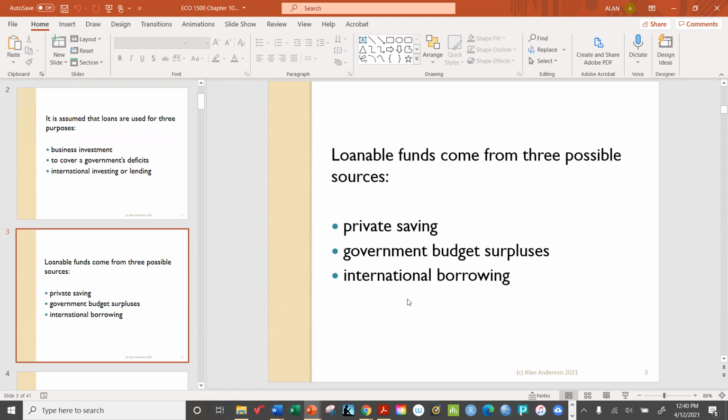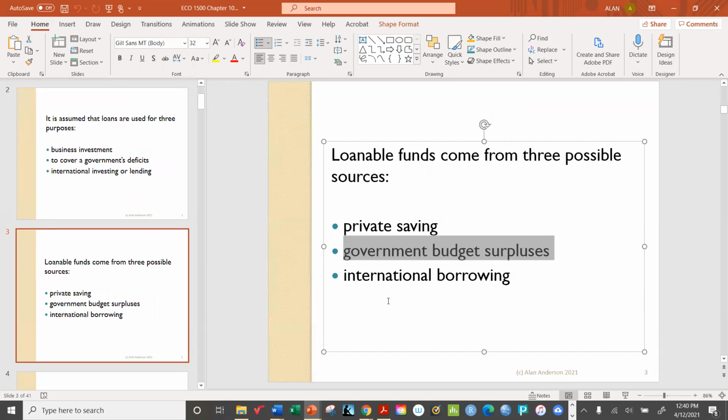And they come from three potential sources: private saving, as we just looked at, and any government that has a budget surplus. I don't know if there actually are any out there, but not ours, that's for sure. If the government does somehow manage to run up a budget surplus, that could be construed as a form of savings. And of course, right here, one of our major sources of funds in this day and age is international borrowing.